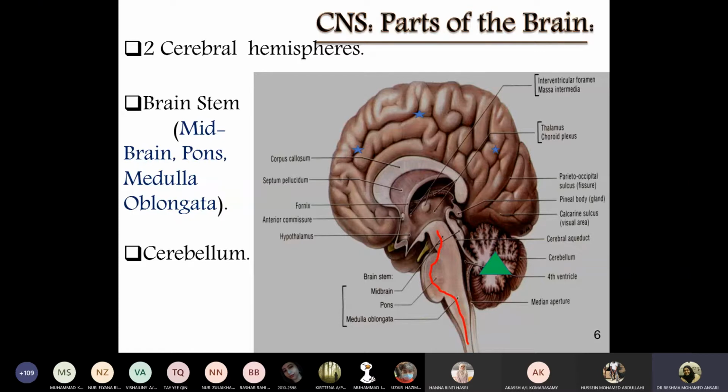For you, this level is enough if you know the parts of the brain, because in year 2 we will talk a lot about neuroanatomy. That's when you talk more about all this. Am I clear so far?